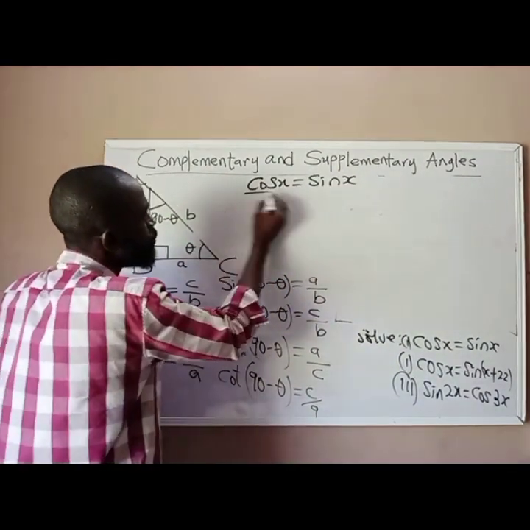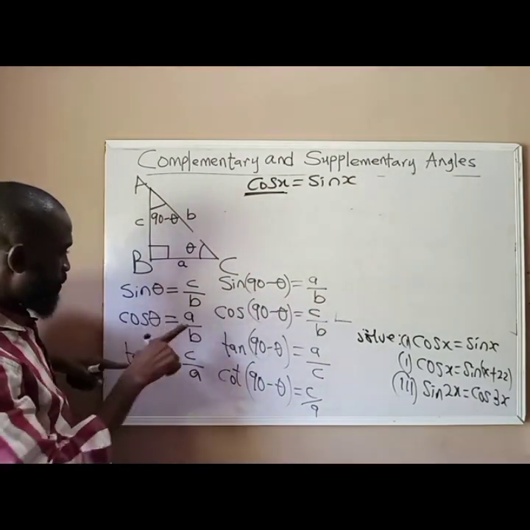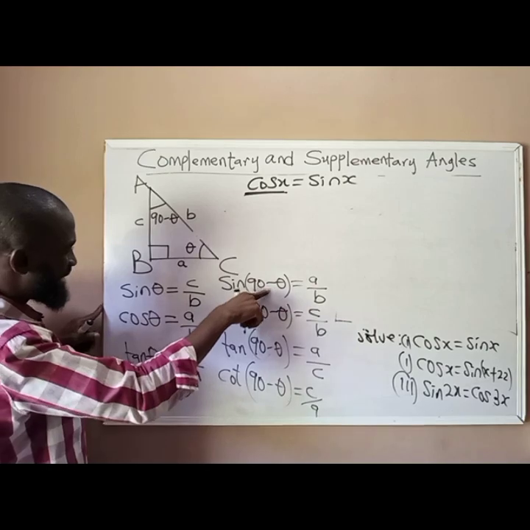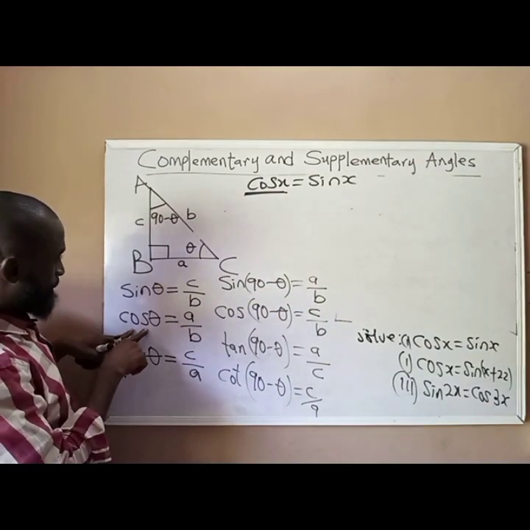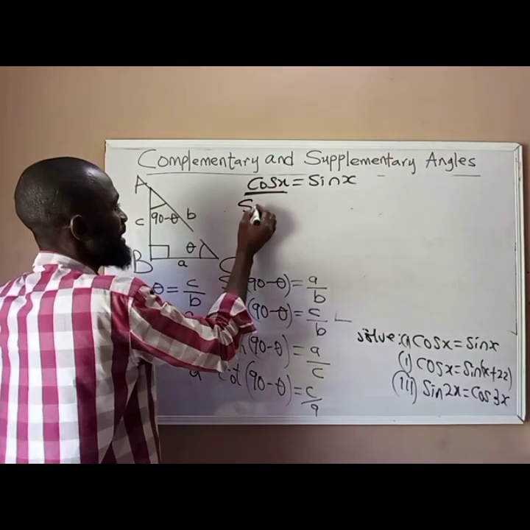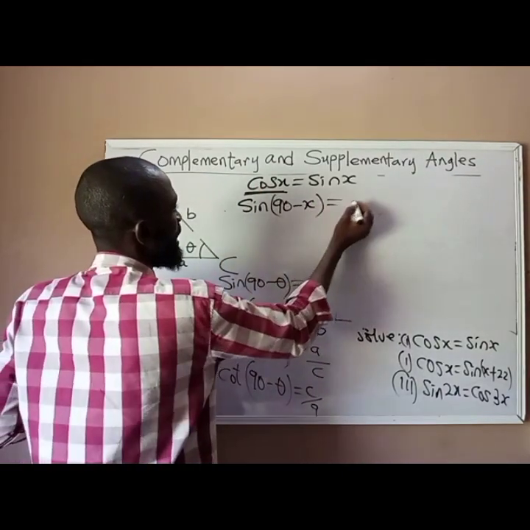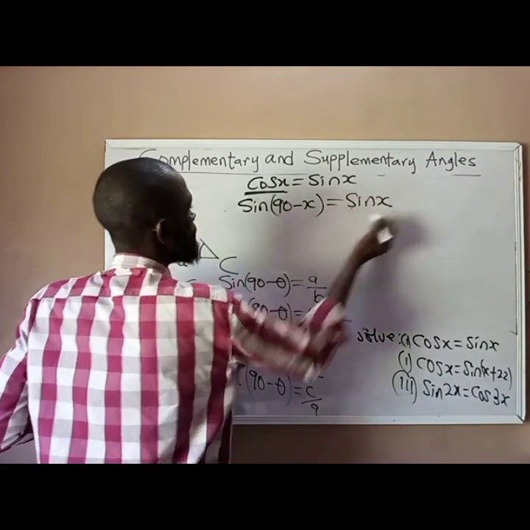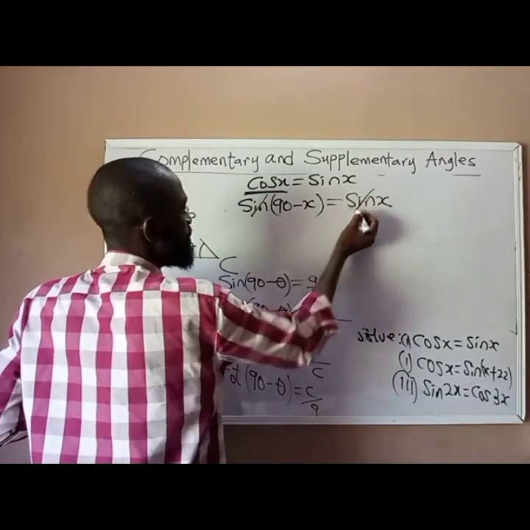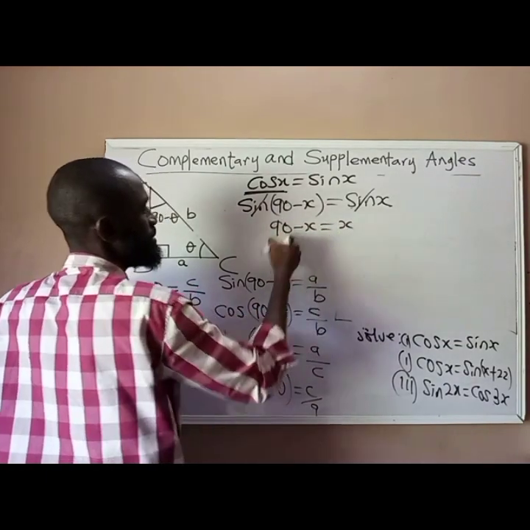So I want to change this one to sine. But we know that cos of something must give us sine of 90 minus that thing. Cos of theta equals sine of 90 minus theta. So cos x will give us sine of 90 minus x, and this sine will cancel out this sine. We now have 90 minus x equals x.